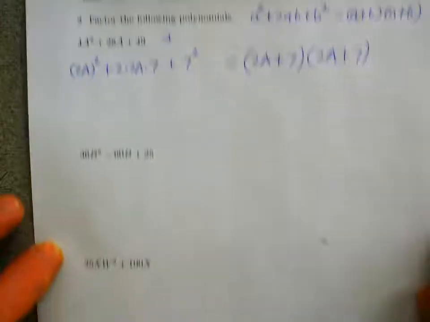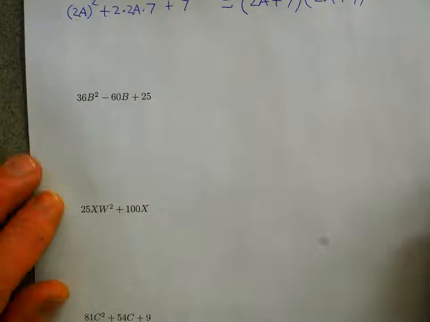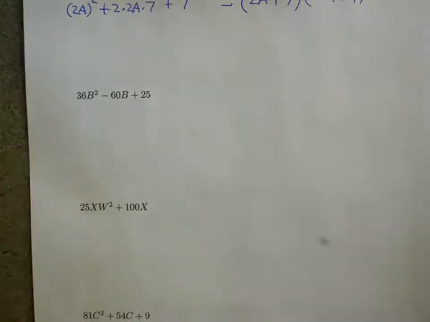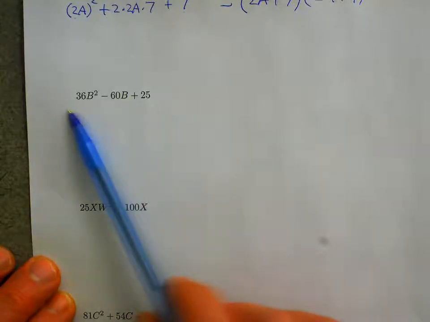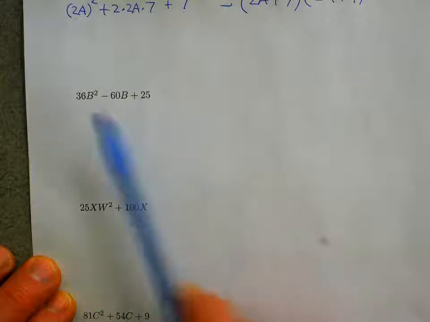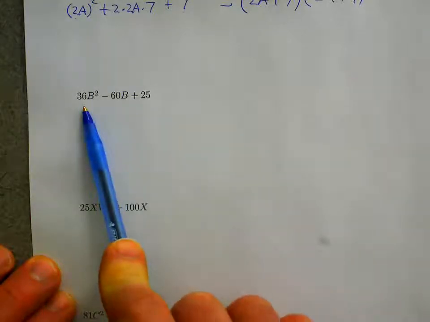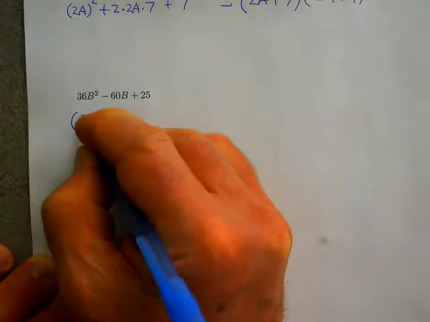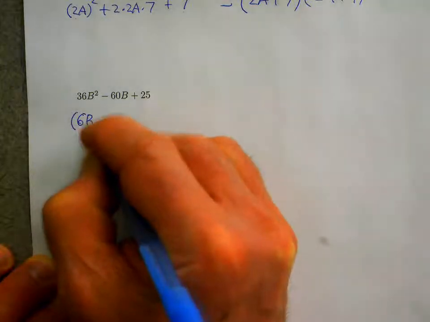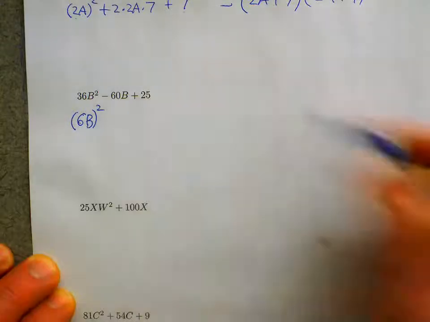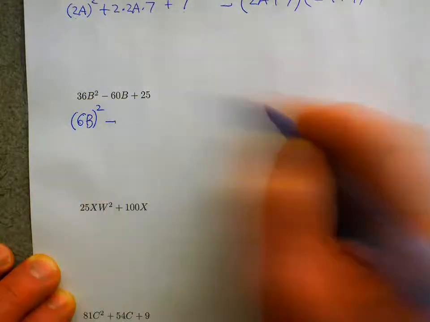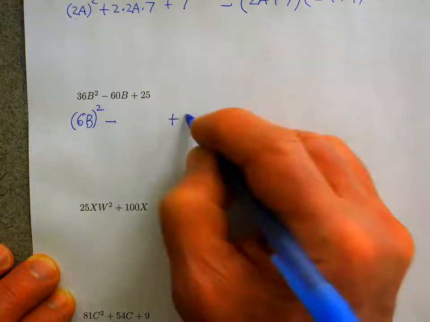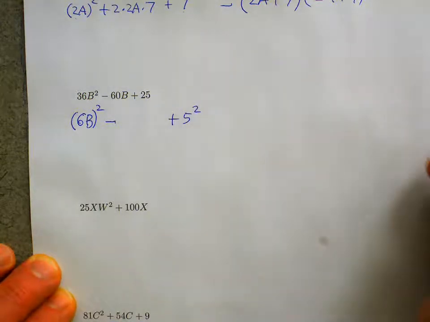Okay, the next one, 36b squared minus 60b plus 25. The greatest common factor is 1. The term on the left is a perfect square. 36b squared is the same as squaring the term 6b. And the term on the right, 25, is a perfect square, 5 squared.